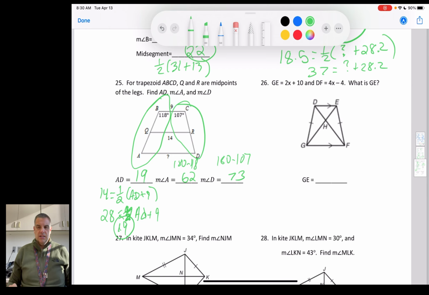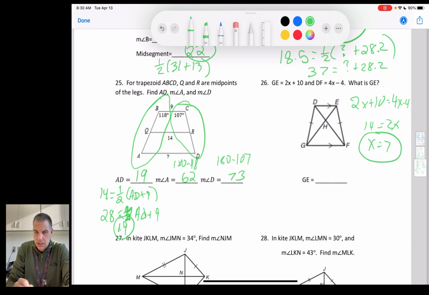Number 26, the diagonals in an isosceles trapezoid are congruent to each other. So 2x plus 10 is going to equal 4x minus 4. So this would be 2x equals 14, so x is equal to 7. It wants to know the distance, however, from G to E, so we plug it in. 14 plus 10 is 24.